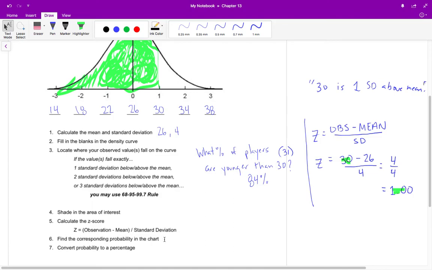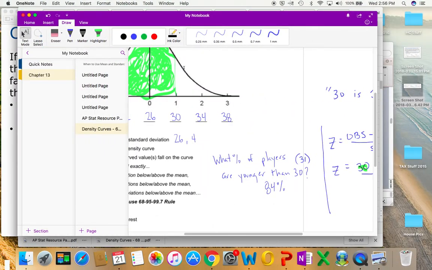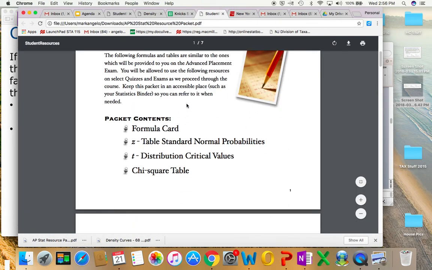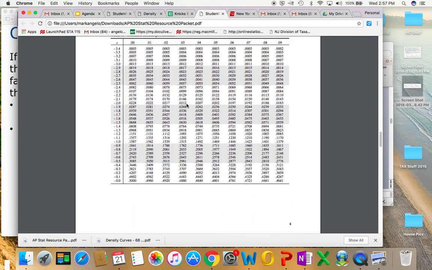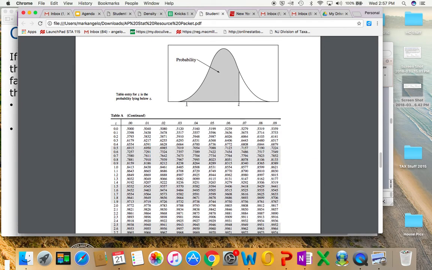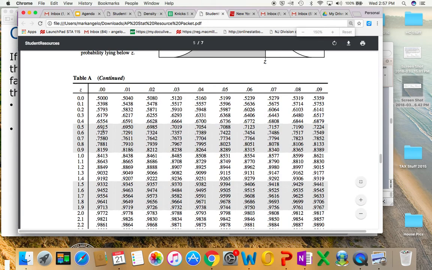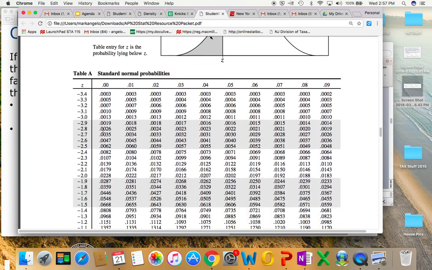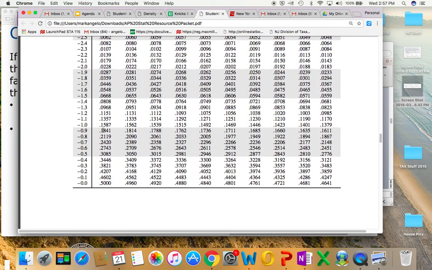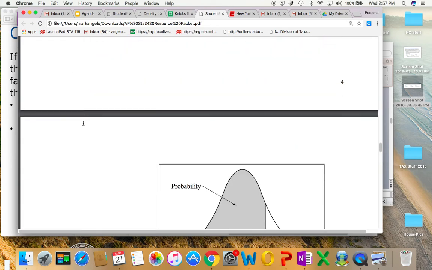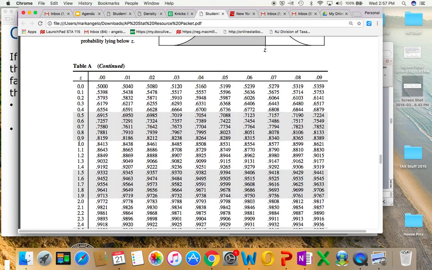So take that 1, and I'm going to jump around a little bit, so hang with me. Open up that AP resource packet. We're going to go back down to our z-score chart, and what I'm trying to find is the z-score of 1.0. This is how a z-score table works. The first page, they're all negatives. I'm looking at that very first column, the first column, they're all negatives. The second column are positives. So I'm looking for a z-score of 1.0.